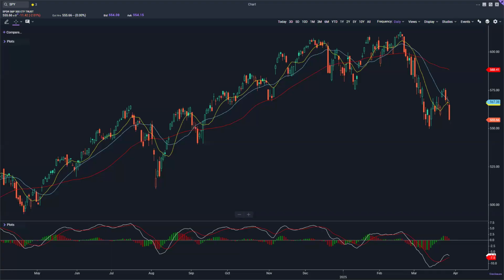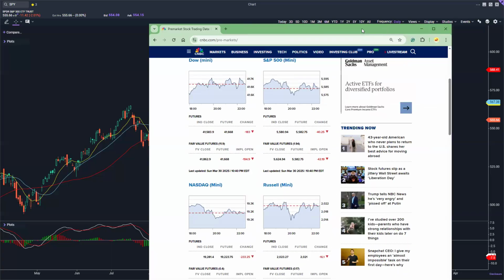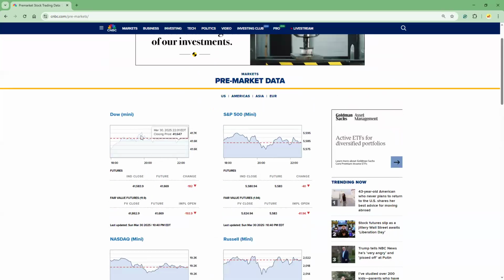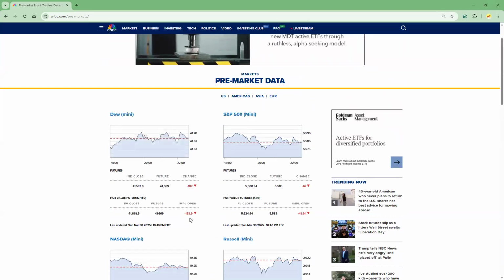Our SPY puts are going to be up tremendously in the morning. I mean, if we take a look here at the pre-market, the futures, we're seeing the markets get absolutely slammed. The Dow's down 200 points just about right now.